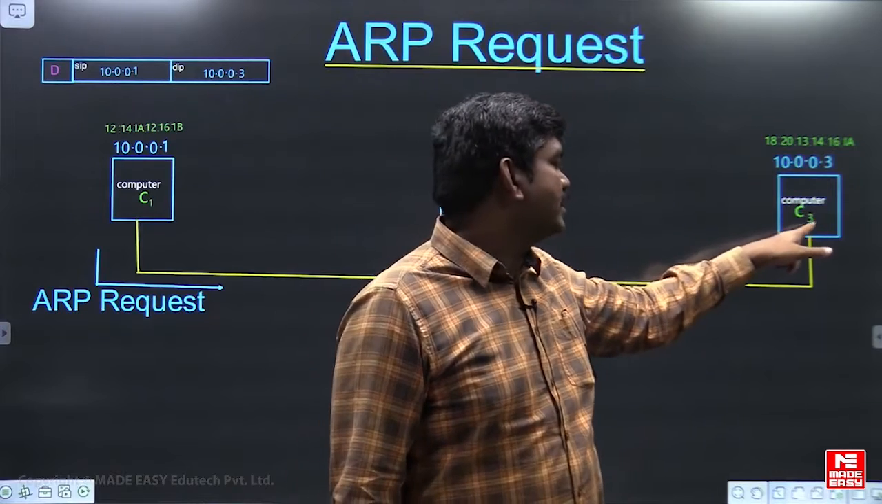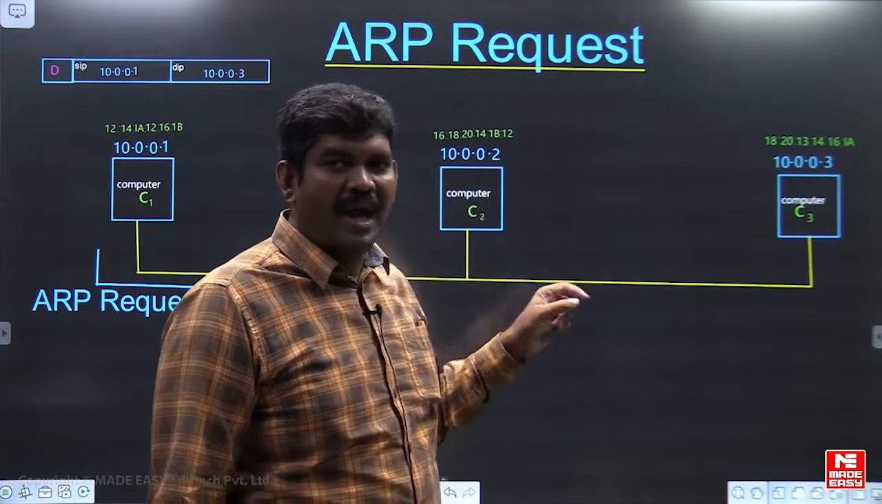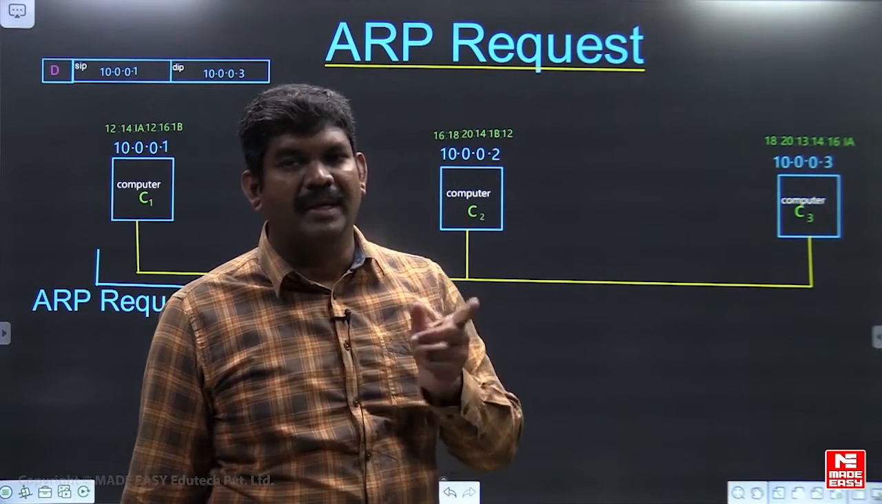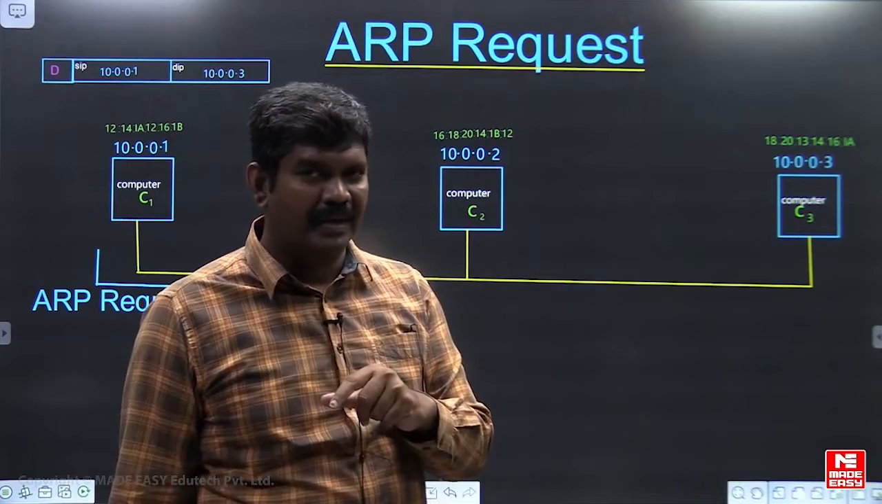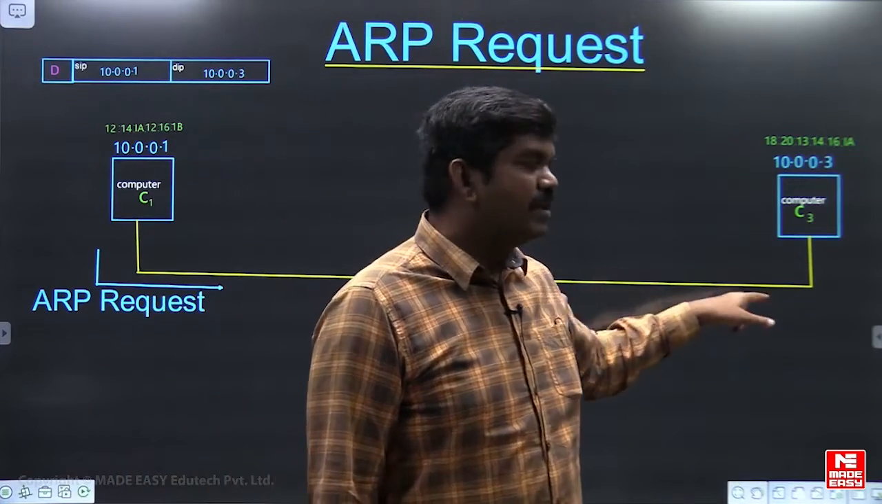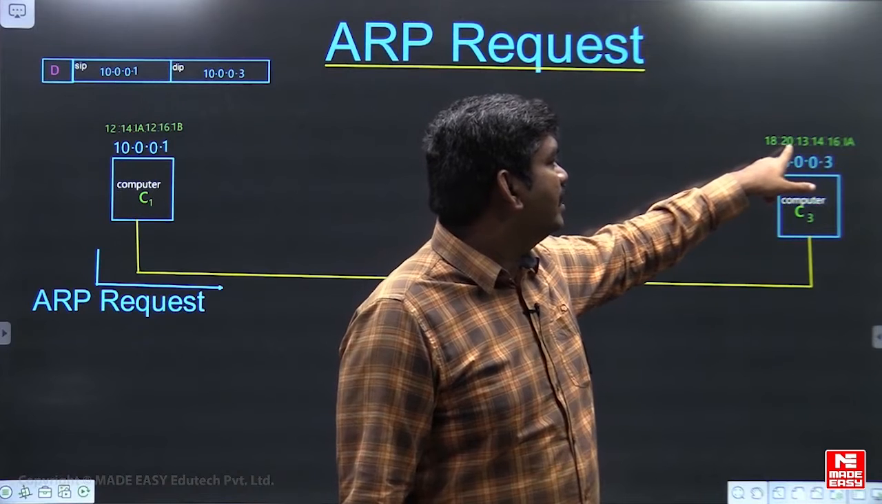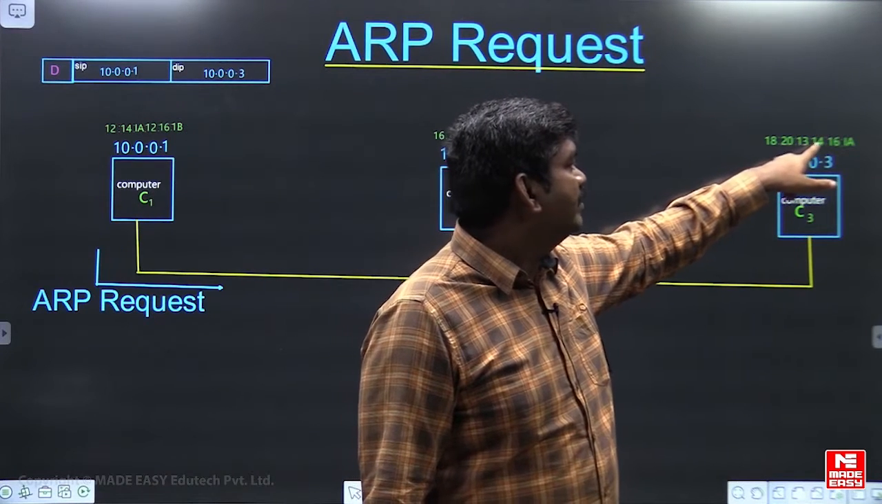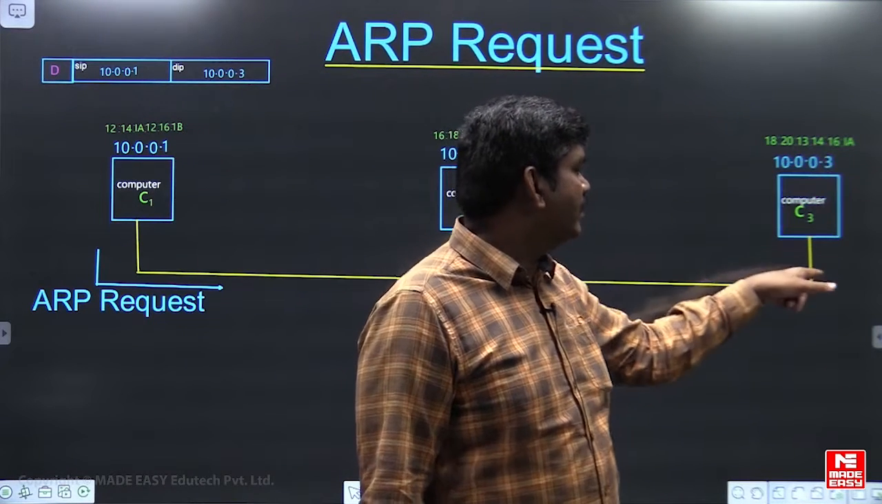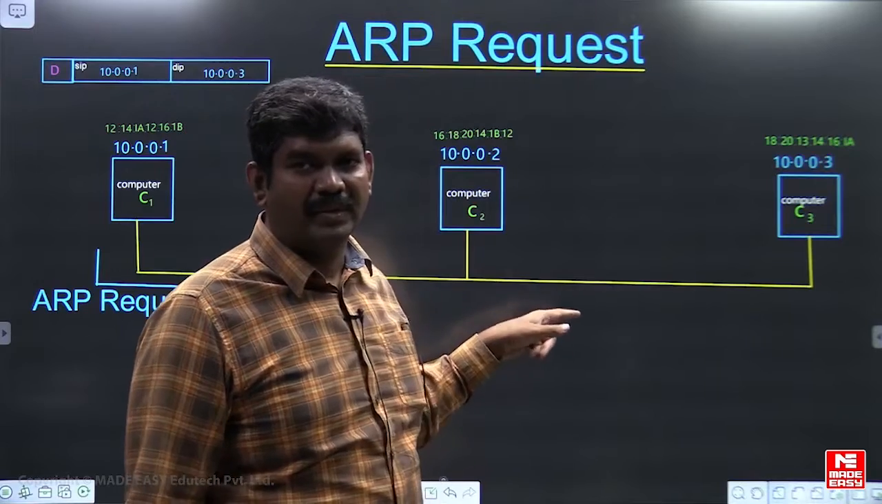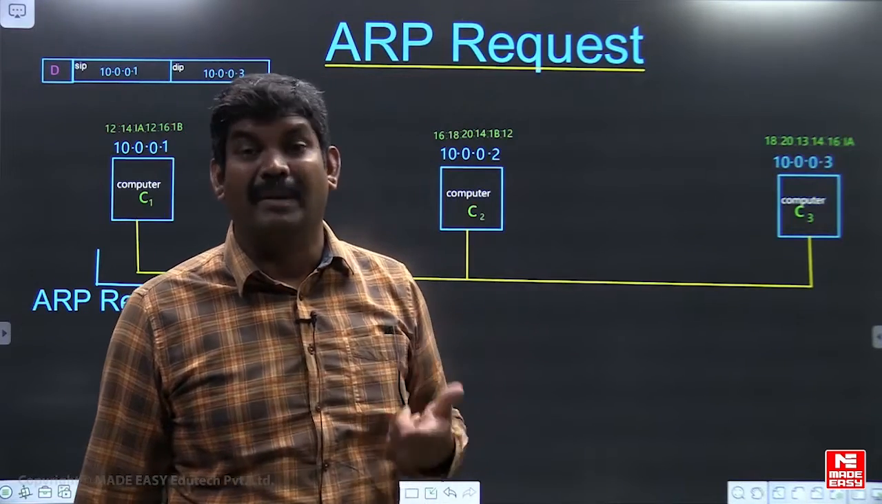So this system is going to give a response, and that response you can call an ARP reply. It is going to respond with its MAC address. This computer's MAC address is 18:20:13:14:16:1A. It is going to give the response, and that is called the ARP reply.